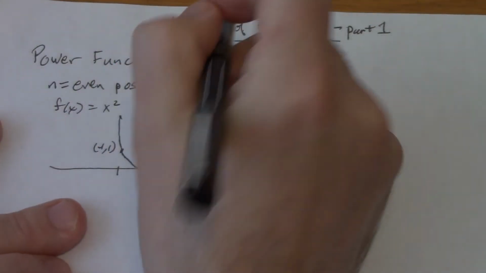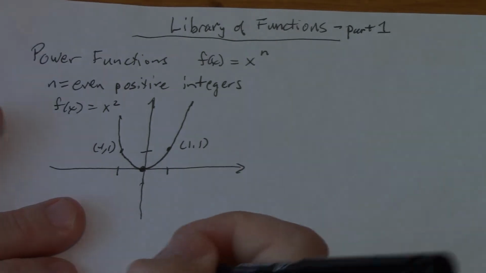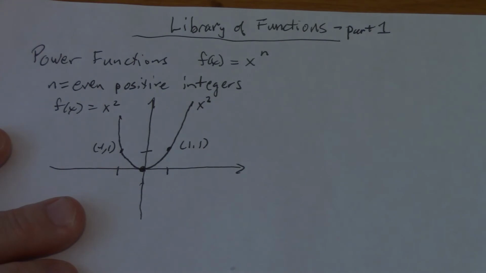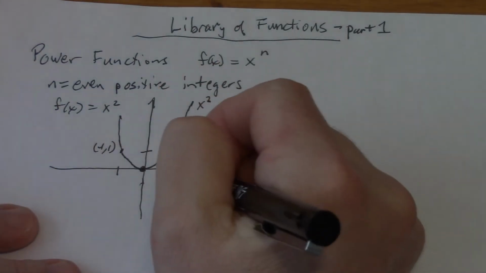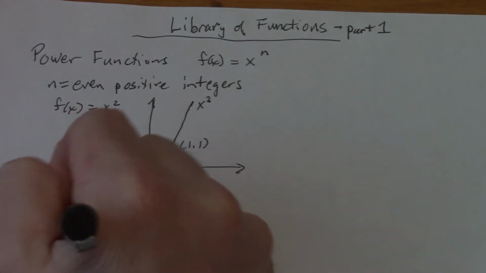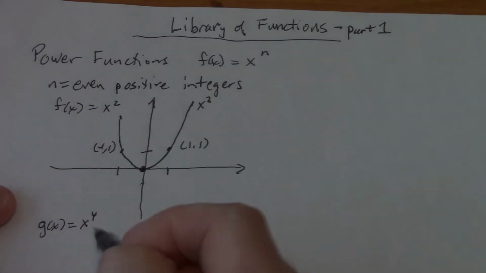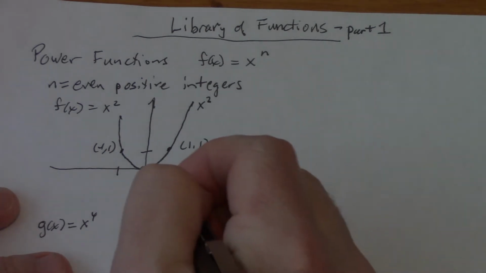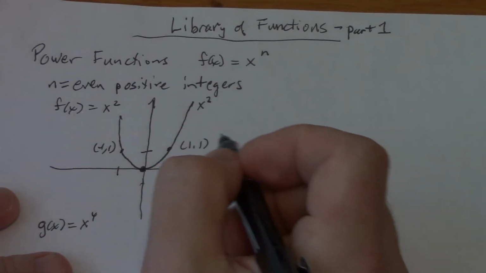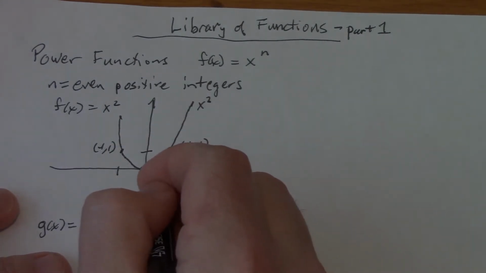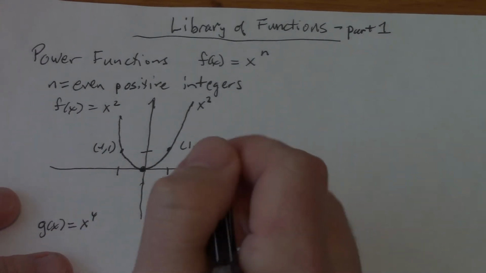Now it's interesting to note what happens if it's something different. So this is my graph of x squared. How about x to the 4th? How would that compare? Well, let's say g of x is x to the 4th. If I were to plug 2 into that, I would get 16, much larger than 2 plugged into x squared. So between 1 and infinity, x to the 4th is a much larger function. But if I plug 1/2 in, 1/2 squared is 1/4, and 1/2 to the 4th is 1/16.